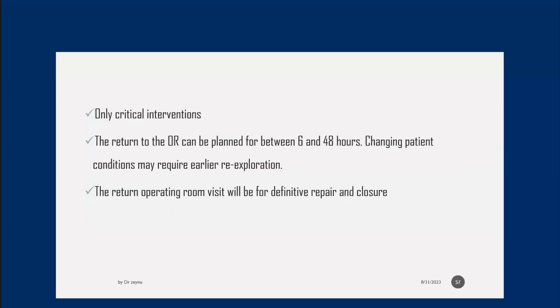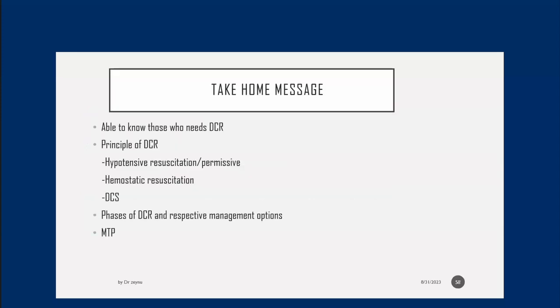So only critical intervention should be done during damage control resuscitation and damage control surgery, and the return to the OR can be planned between 6 to 48 hours. But the patient's condition matters. If the patient stabilizes early, they can go earlier than these hours. And if the patient's condition doesn't allow a return to the OR, the time can be further prolonged. And whenever the patient returns to the OR, it's just for the definitive primary closure.